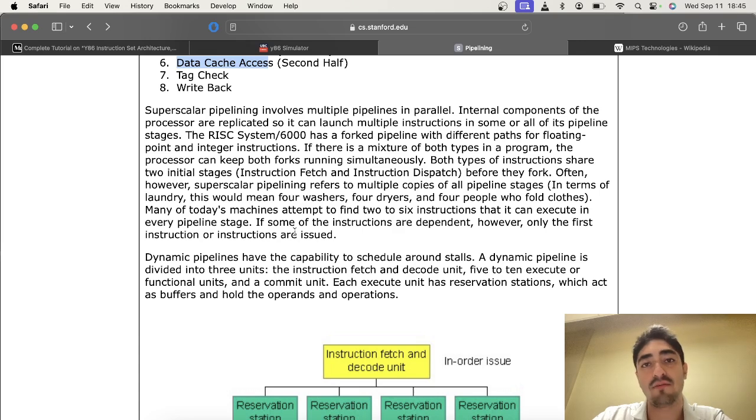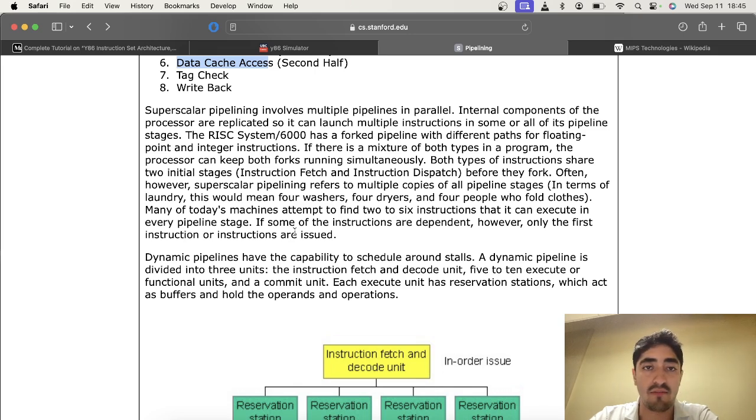Superscalar pipelining involves multiple pipelines in parallel. Internal components of the processor are replicated so it can launch multiple instructions in some or all of its pipeline stages. The RISC System 6000 has a forked pipeline with different paths for floating point and integer instructions. If there is a mixture of both types in a program, the processor can keep both forks running simultaneously. Both types of instructions share 2 initial stages: instruction fetch and instruction dispatch, before they fork.